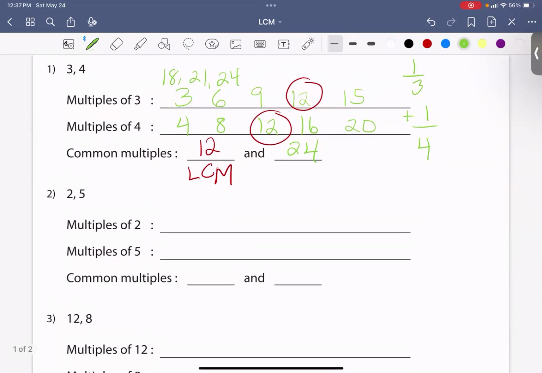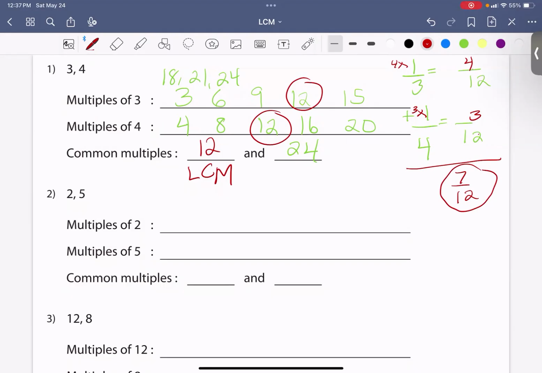So now, back to my fraction, I can use 12 as a denominator. And then if I were to complete this, adding the fractions, 12 divided by 4 is 3, and 3 times 1 is 3, and then 12 divided by 3 is 4. 4 times 1 is 4, and I'm adding the fractions. So 4/12 plus 3/12 is equal to 7/12. This cannot be reduced anymore.